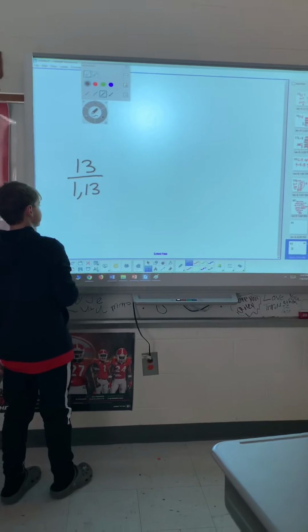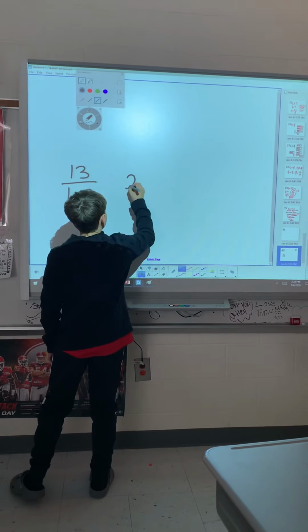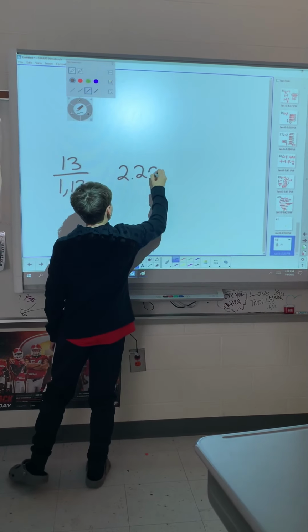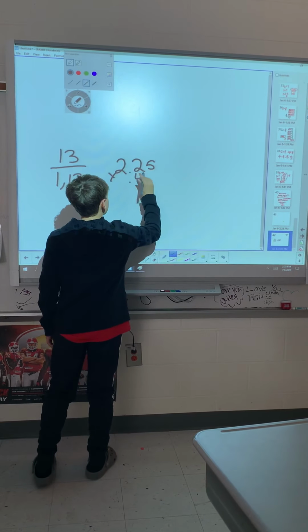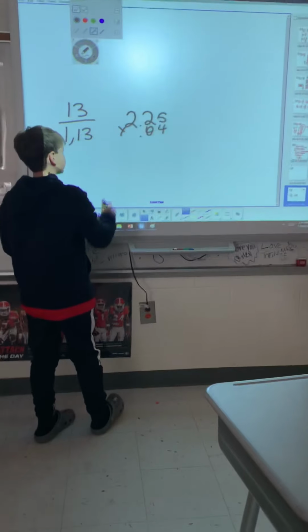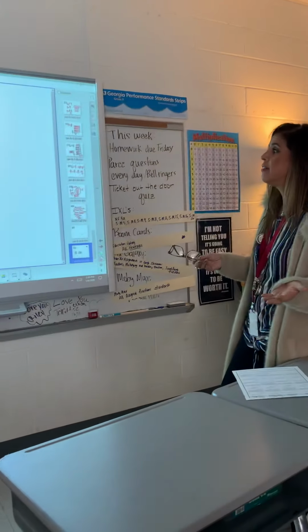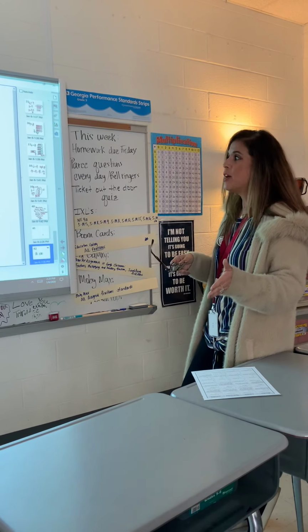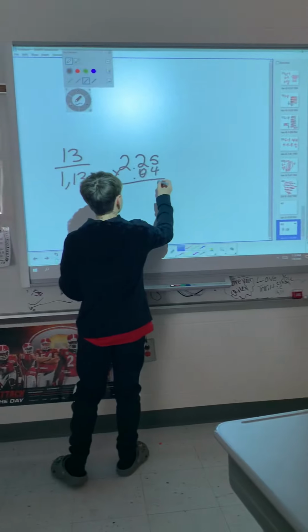The next one we have 2 and 25 hundredths times 4 hundredths. Good job. And remember, on this kind of problem, you're just going to multiply it a regular way, and then at the very end, put your decimals where it should go. So let's watch Pope as he does this one.